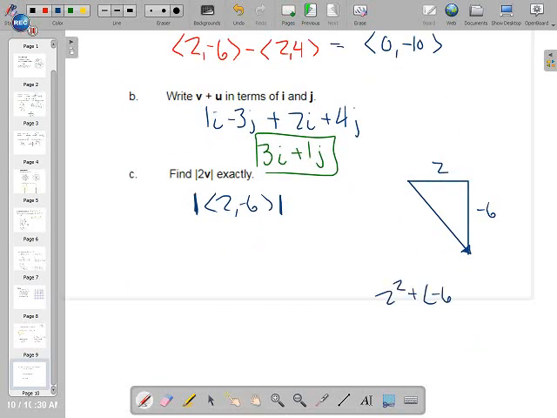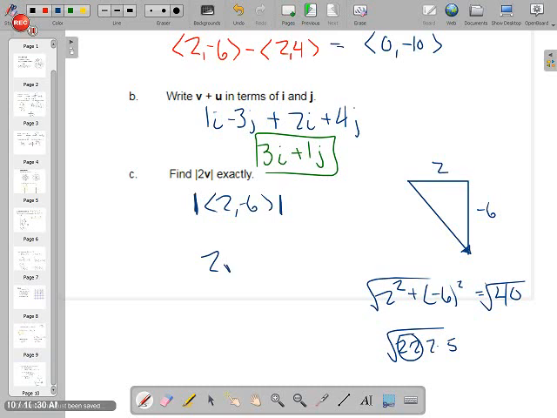So 2 squared plus negative 6 squared, which would be 4 and 36, which is 40. If I square root 40, I'm pretty sure that 40 is not prime. So 40 is 8 times 5. So the way I simplify radicals is I look for perfect squares. The magnitude would be radical 40, which simplifies to 2 radical 10. So the magnitude of 2v is 2 radical 10. Make sure you answer the right question.